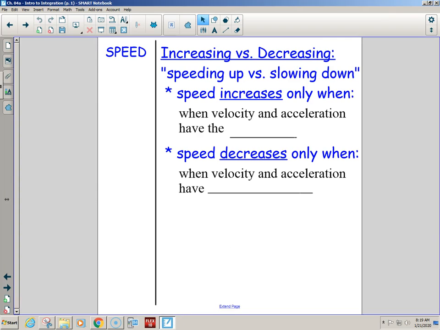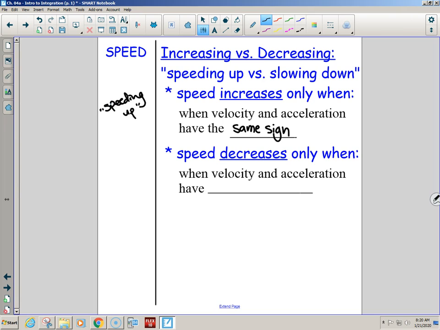Speed increases, aka, the AP can put it either way. Speed increasing, or it can say speeding up. Same thing with you guys. You can say speed is increasing, or you're speeding up, or getting faster. Only when velocity and acceleration have the same sign.